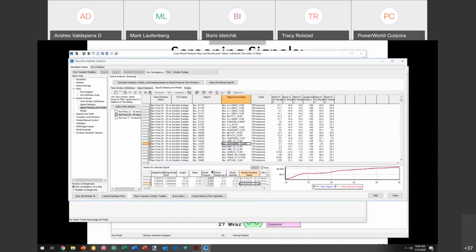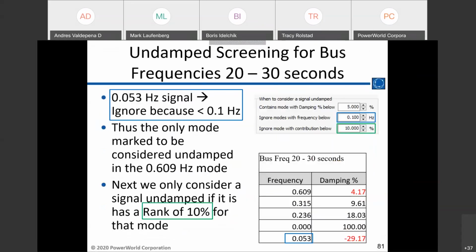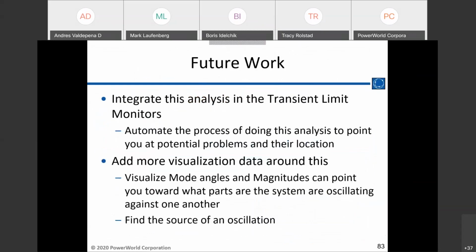Again, WECC doesn't describe a minimum amount of damping, so maybe you set that damping percentage to like 0.5 or something, just to say the damping is negative, and only look at those. All right, so this kind of works.